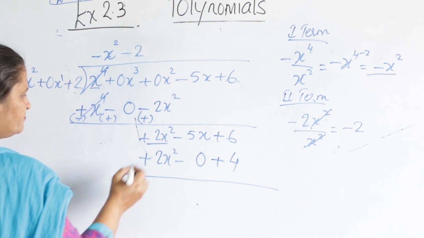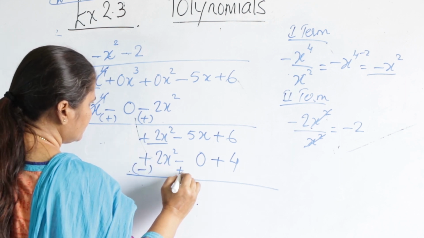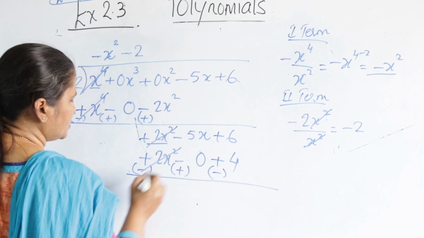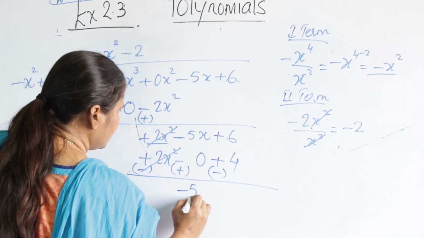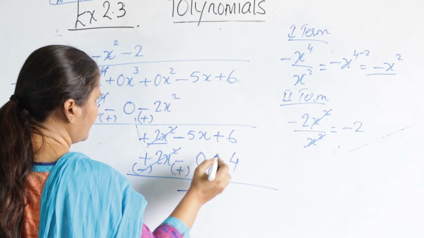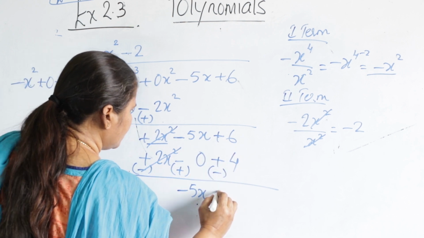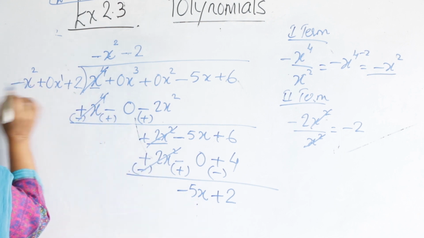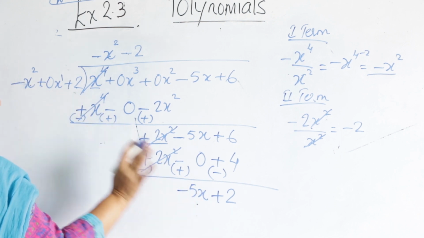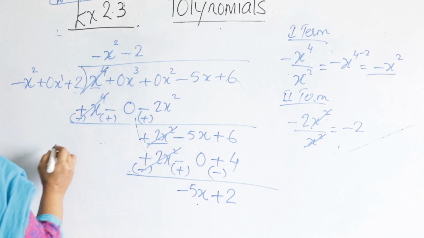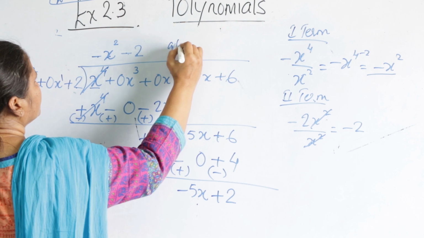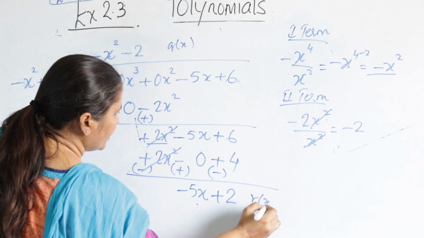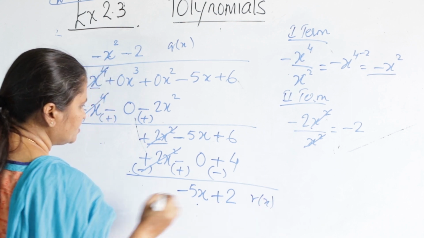Now bring this also together, right? So what do we have now? Plus 2x square minus 2x square, this is minus 5x. We have to ignore the 0 part. Plus 6 minus 4 is plus 2. Now, degree of r of x is less than degree of g of x, because this is 1 and this is 2, we can stop at this. So Q of x is minus x square minus 2 and r of x is minus 5x plus 2.